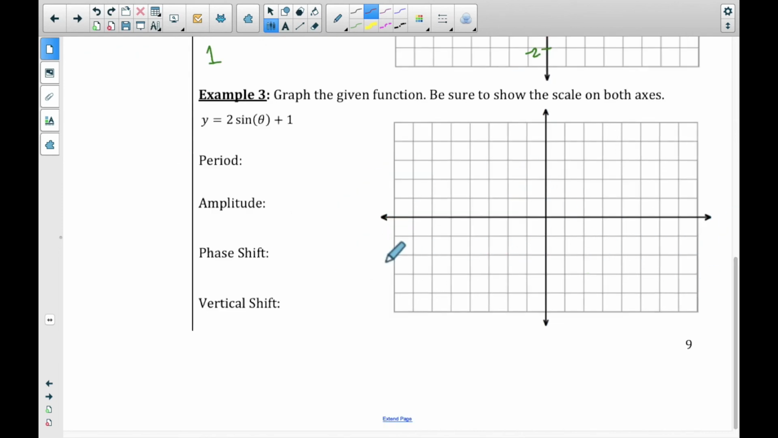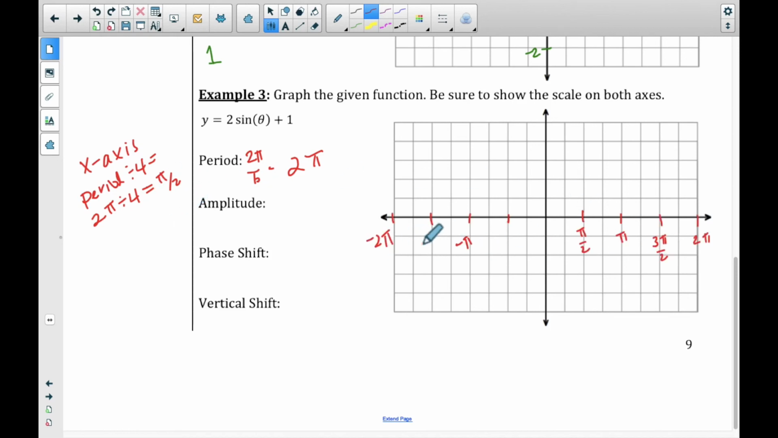Okay, on the next graph, this only has space for one. Good, a little bit less going on here. I've started to look at everything involved here because there is more involved. The period is always 2 pi over b, which in this case is just 2 pi. If there was a b, it would be in there next to the theta. There is no b, and so it's just 2 pi. That means that our x-axis, we take that period and we divide by 4. And so once again, we have a period of pi over 2. That's a common one that we're going to have. So I went ahead and set up my x-axis counting by pi over 2s.